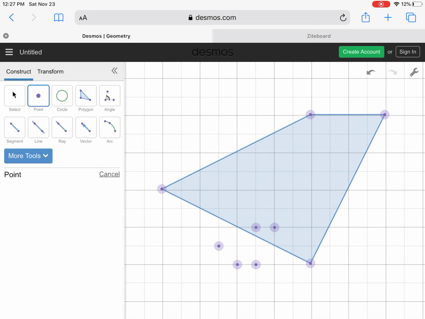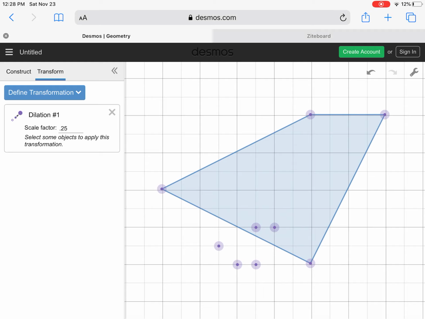Okay, and let's see if I can figure out. I'm going to go ahead and see what I can do here as far as a dilation. I have a dilation scale factor of 0.25, which is 1/4. I want to select the original polygon, and I want to apply my dilation, and sure enough, it goes right to the points that I plotted.